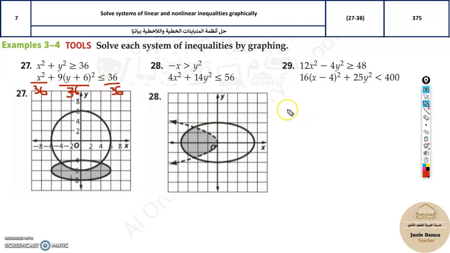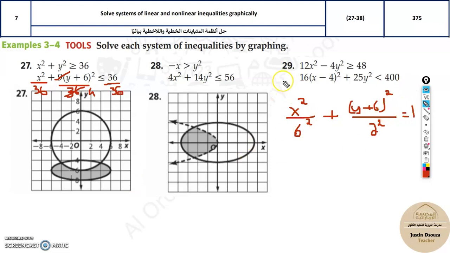Now let me simplify. It'll be x squared by 36. Instead of 36, I'll write 6 squared, if you remember the standard formula, x squared by a squared. Plus, 9 and 36 simplifies. It'll be (y plus 6) the whole square divided by 4, sorry, 2 squared, equal to 1. 36 by 36 is 1. So this is the standard form.